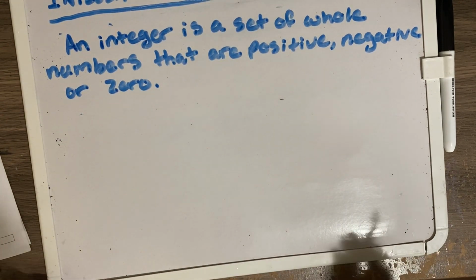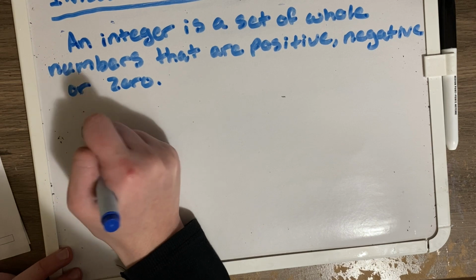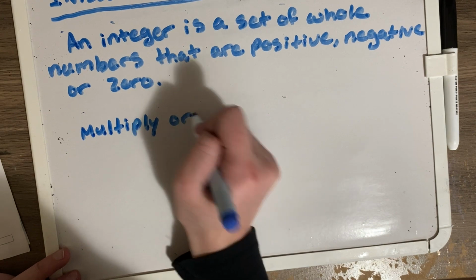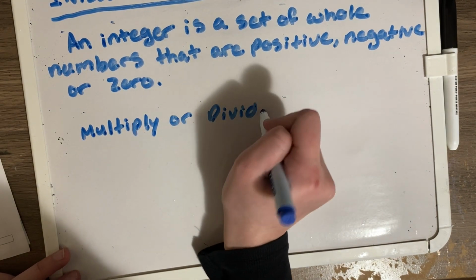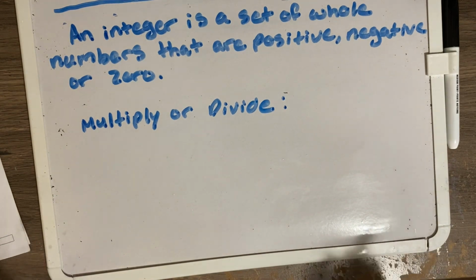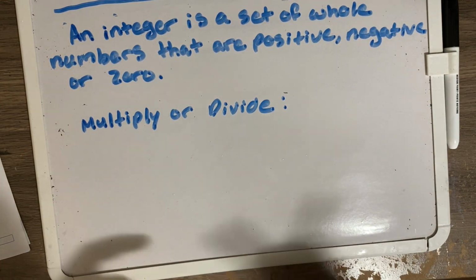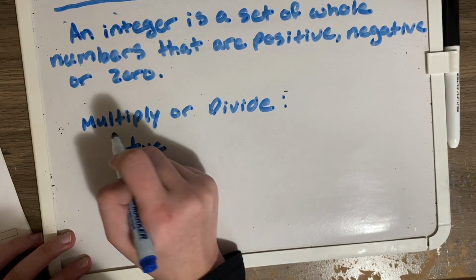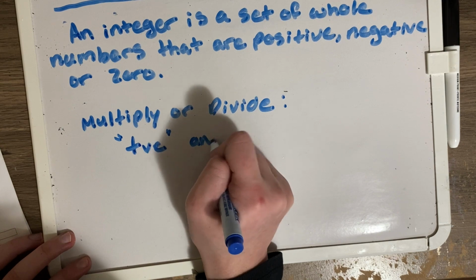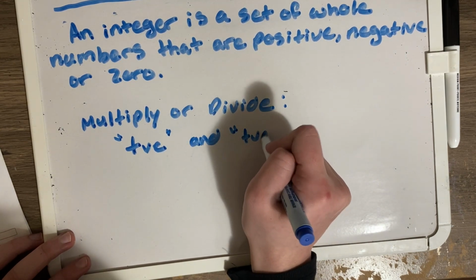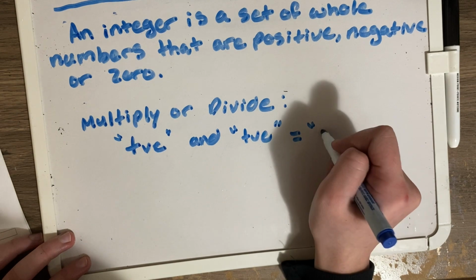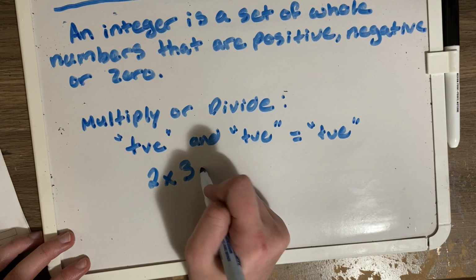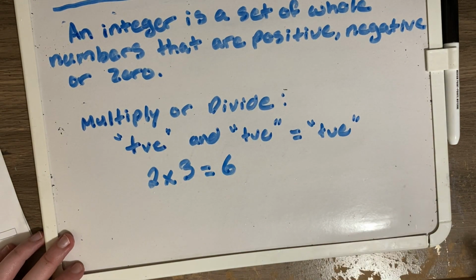Then, when we multiply or divide integers, these rules are slightly different, but again, the first one seems like the obvious one. When you multiply or divide a positive and another positive, the answer is going to be still positive. So if we got 2 times 3, it's going to equal positive 6.